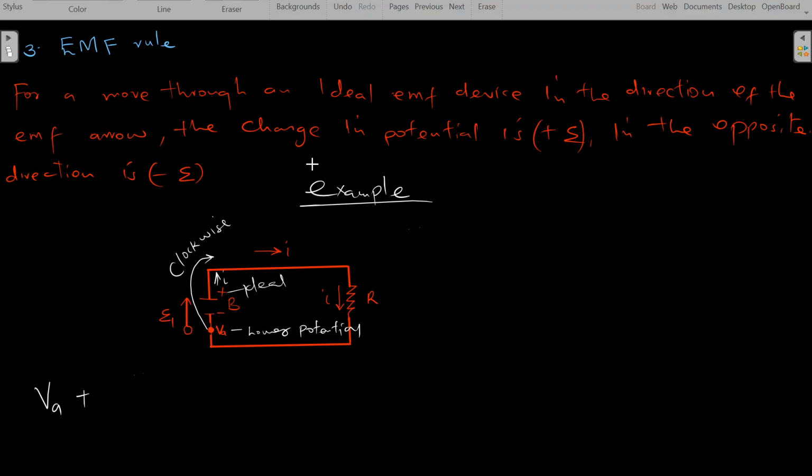So if the current is in the direction of the EMF arrow, the change in the potential at that point should be positive. So I'll add that as E1. Okay, should be positive. And again, let's continue. So already we have reached this point.